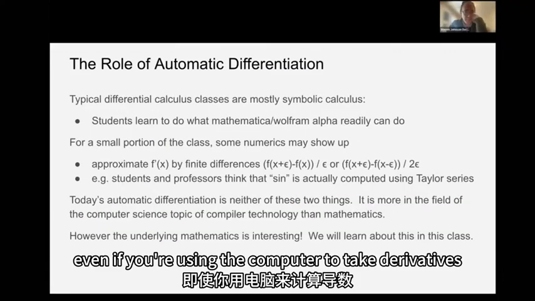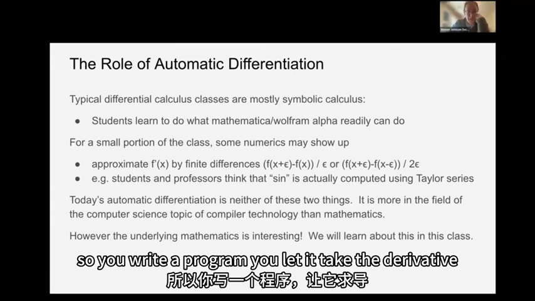Even if you're using the computer to take derivatives, right? So you write a program, you let it take the derivative for you.